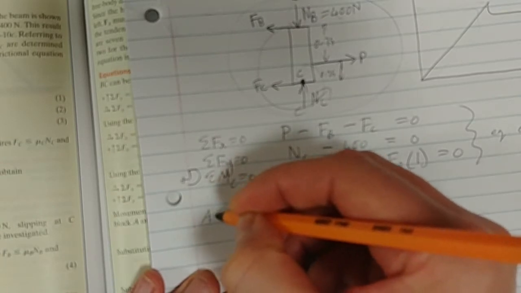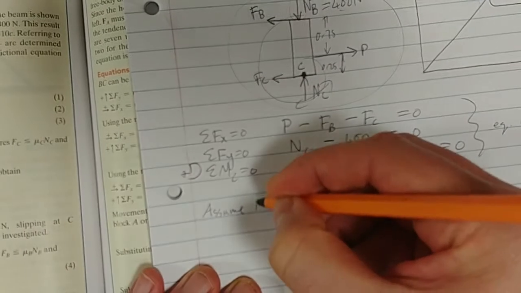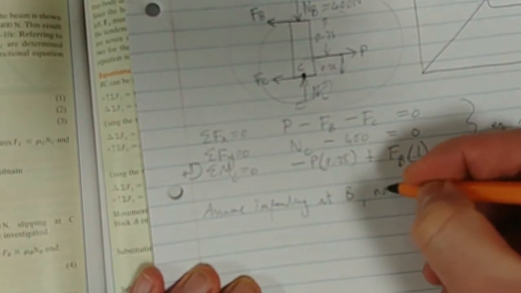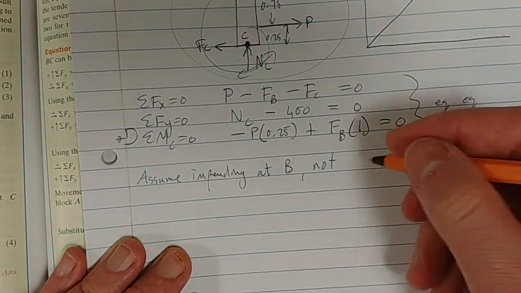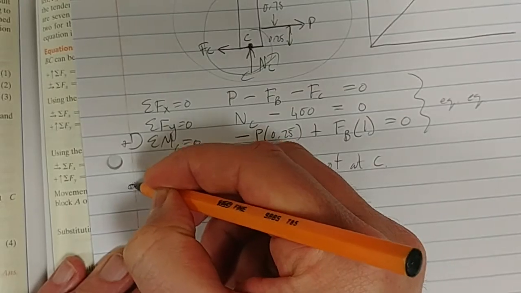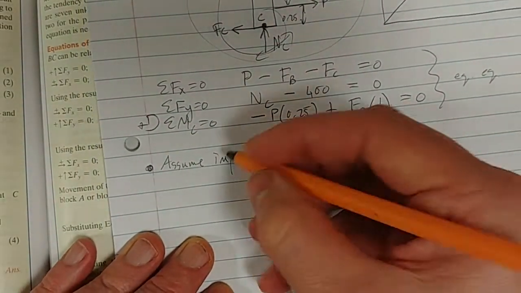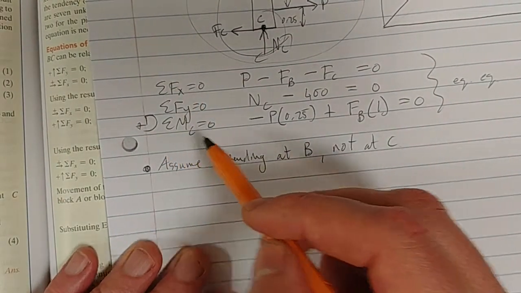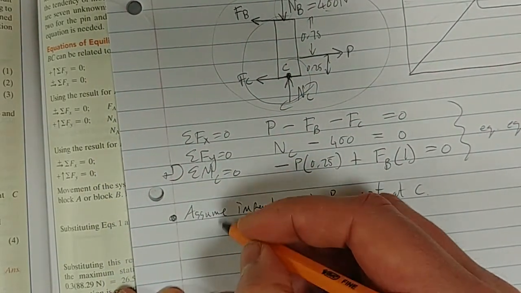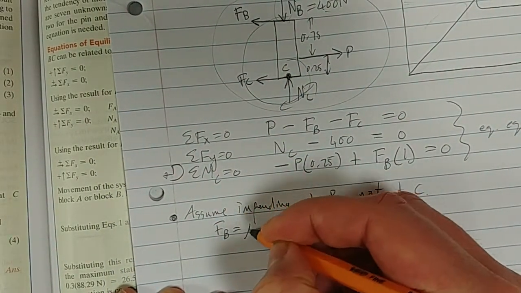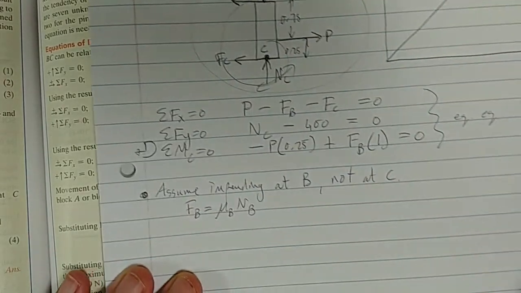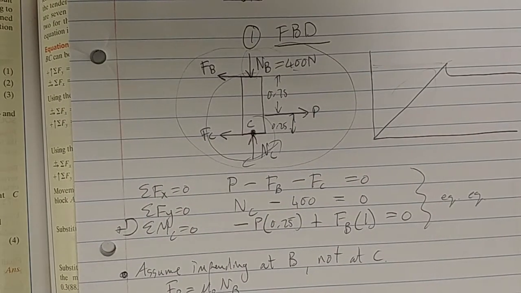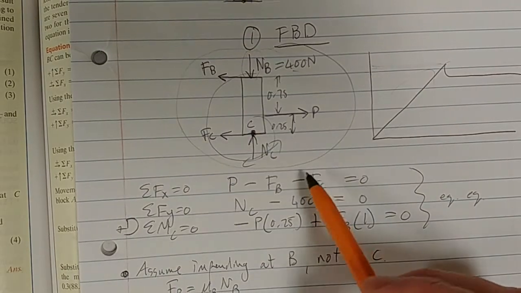So assume impending motion at B, but not at C. What does that mean? It means that we can use all our equilibrium equations, but then we can only use FB equals mu B NB as an additional equation. FC is just a straightforward unknown force, which we solve using equilibrium equations.